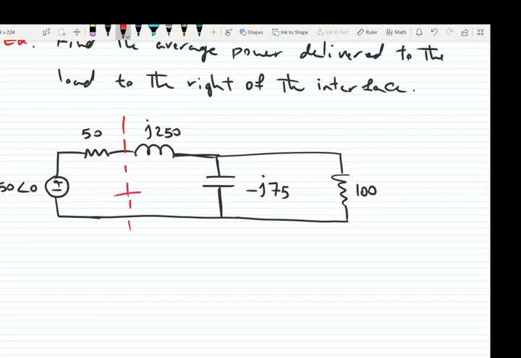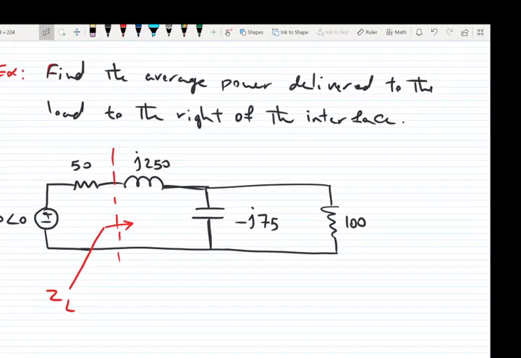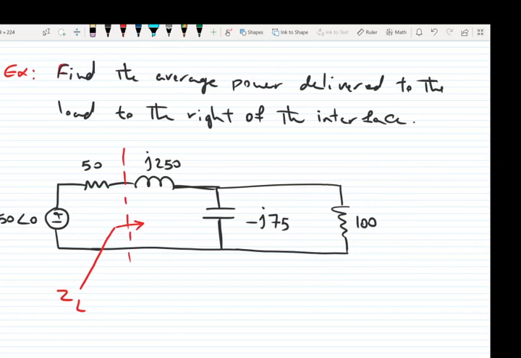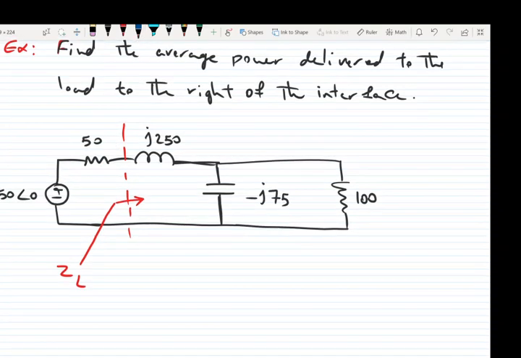We want to find ZL at this point, and let's start solving. Because we want to find the average power delivered to the load to the right of the interface, we need to consider the inductor, capacitor, and 100 ohm resistor, because this 50 ohm resistor is on the left of the interface. So we find the equivalent circuit to the right of the interface.